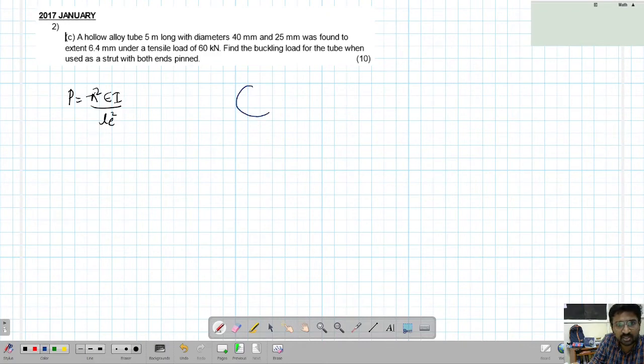The dimension is given. So it's a hollow cylinder, a hollow tube. 40 and 25 mm are the diameters. So 40 mm is the outer diameter, which I'll call capital D. The internal diameter is 25 mm, which I will call lowercase d.